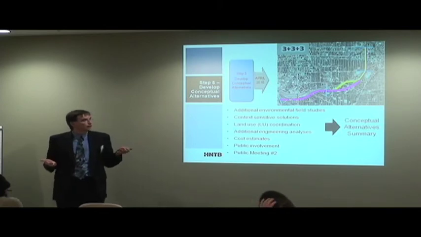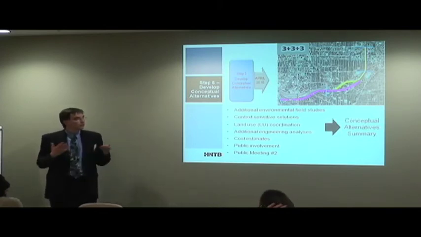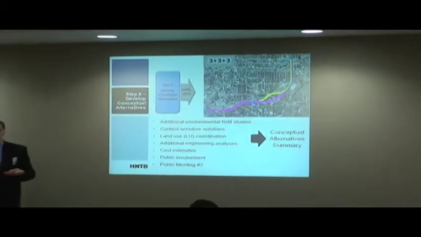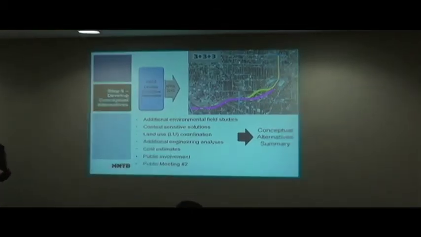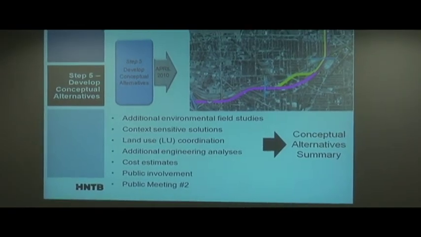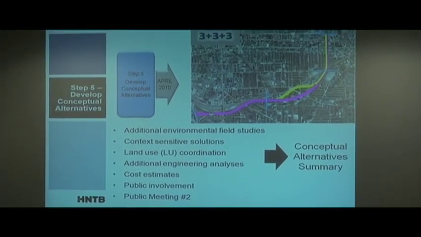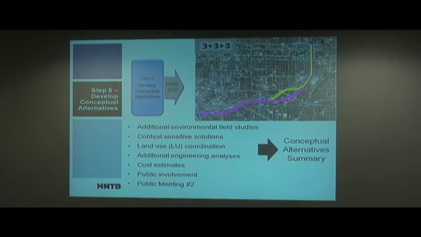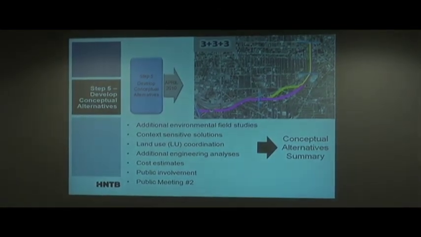So step 5, we already talked about all the environmental field studies that are going on. Context-sensitive solutions, again, is hearing the community's input. What do you want for the road? Do you want bike lanes on the road? Do you want a bike path? Do you want green space? What kind of landscaping elements? What kind of themes do you want? How do you want this road to look?